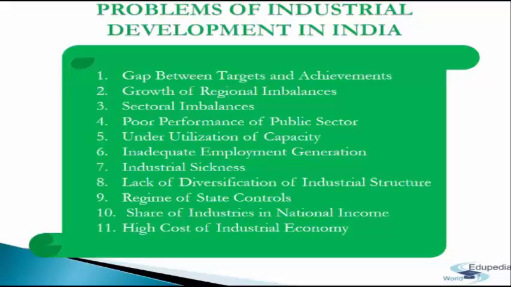Next point is share of industries in national income. The share of industry in national income in 1948 to 49 was 17%. In recent times, the share of industry in national income has increased to 26.6%. That is not even double. Thus, in terms of contribution, we can say that the share of manufacturing industries sector continues to be low. In most of the developed economies, the share is between 40 to 50%.